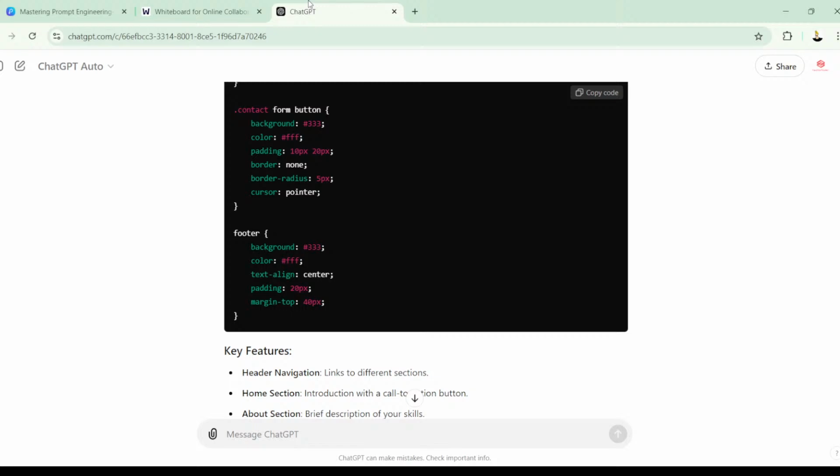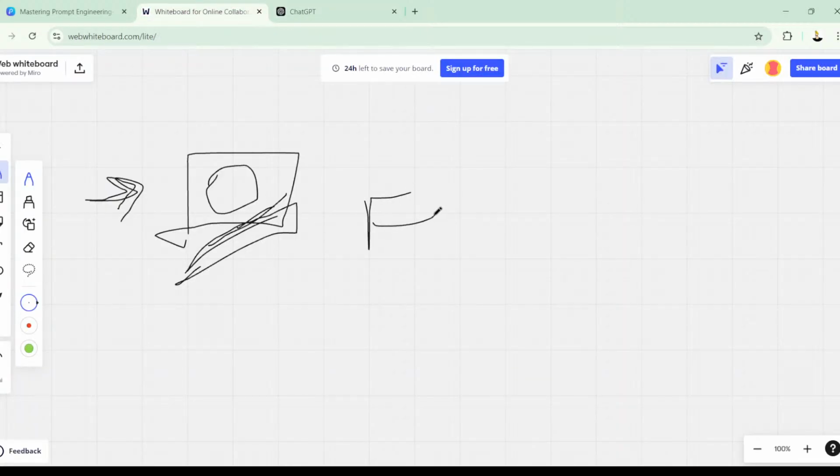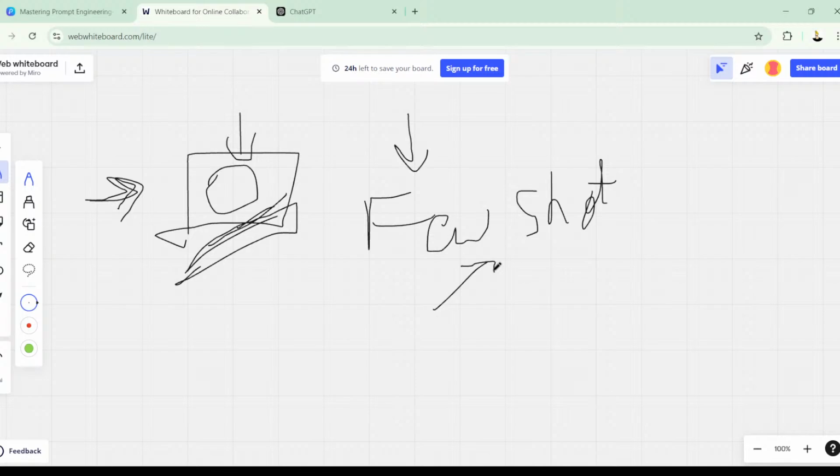The next one is few shot prompting. Now, what is few shot prompting? In few shot prompting, you provide the AI with a few examples. We discussed zero, which means no examples, no information. Now we have a few examples to guide the AI. This helps the AI to understand the format or type of response you are expecting. Think of it like giving a few demonstrations to a friend or student.